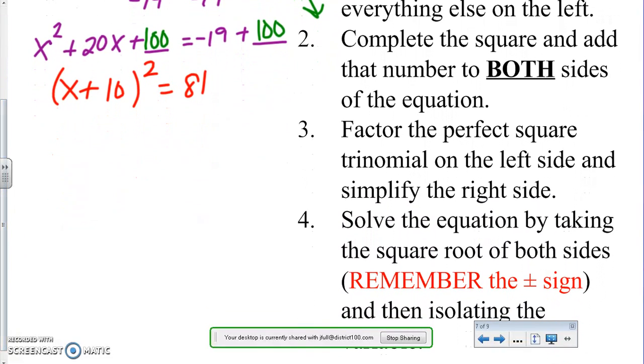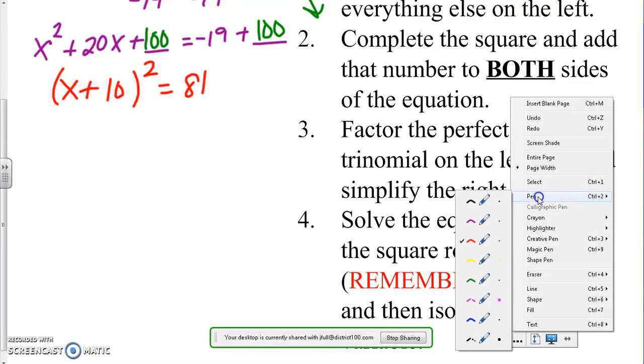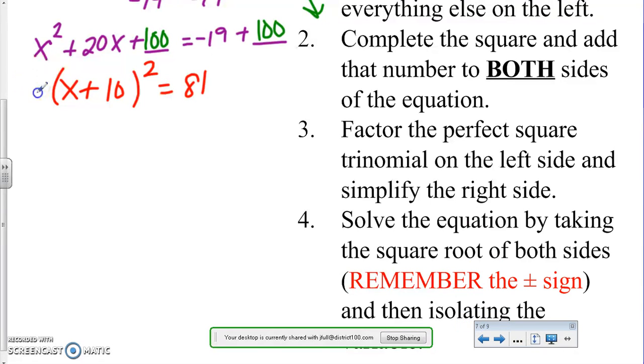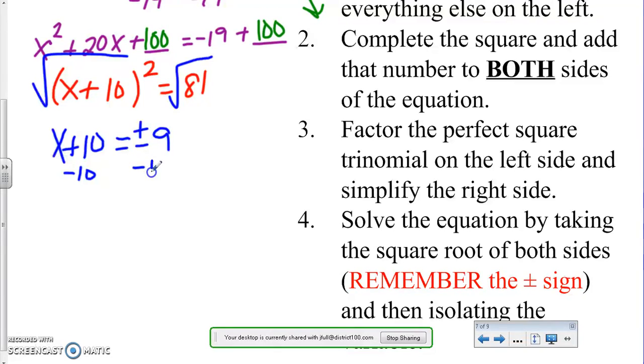And then step 4 is to solve. So to solve here, we need to take the square root of both sides. So that leaves me with x plus 10 on the left. And then the square root of 81 is 9. Common mistake here is that students forget about that plus or minus sign. And then we're going to solve. So we're going to subtract 10 from both sides.